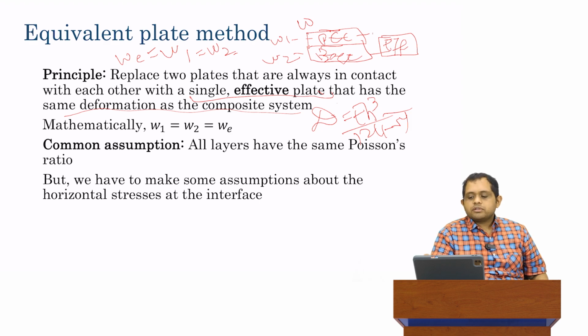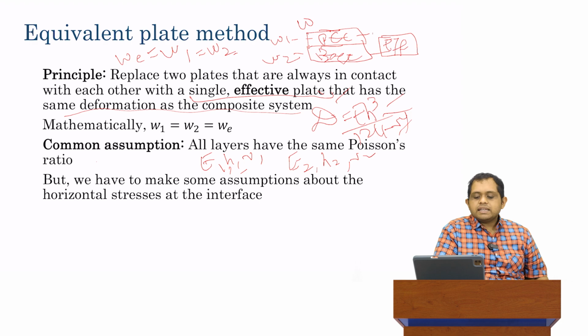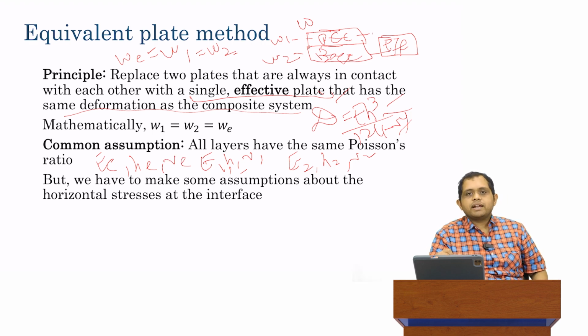So we have three properties over here. We have E, we have H, and we have mu. That is the elastic modulus, the thickness, and the Poisson ratio respectively. So when we say that we want to find an equivalent plate, that basically is saying we want to find the values of E, H, and mu for the equivalent plate. If plate 1 has E1, H1, mu 1, and plate 2, which is the base, has E2, H2, and mu 2, we are trying to find EE, where the subscript E refers to equivalent, EE, HE, and mu E. We need to figure out what these values are.